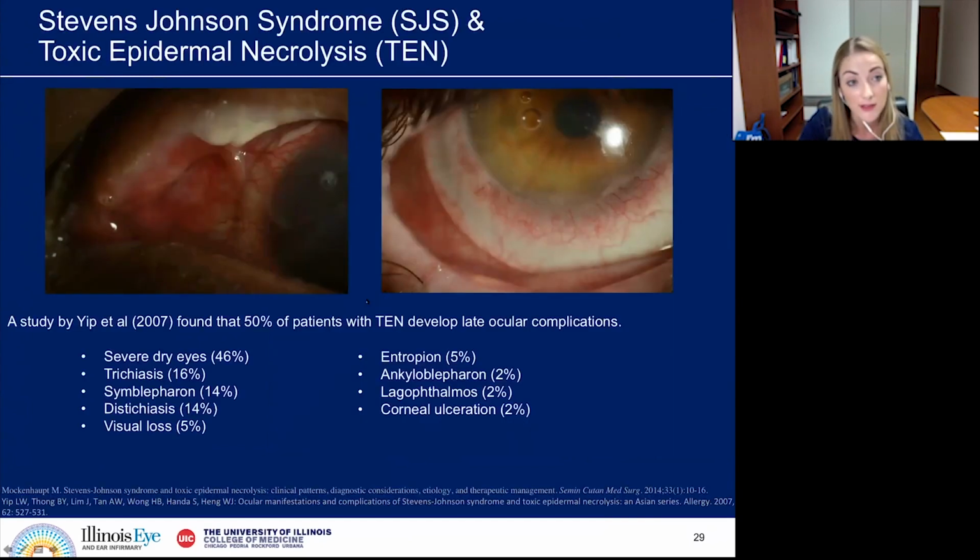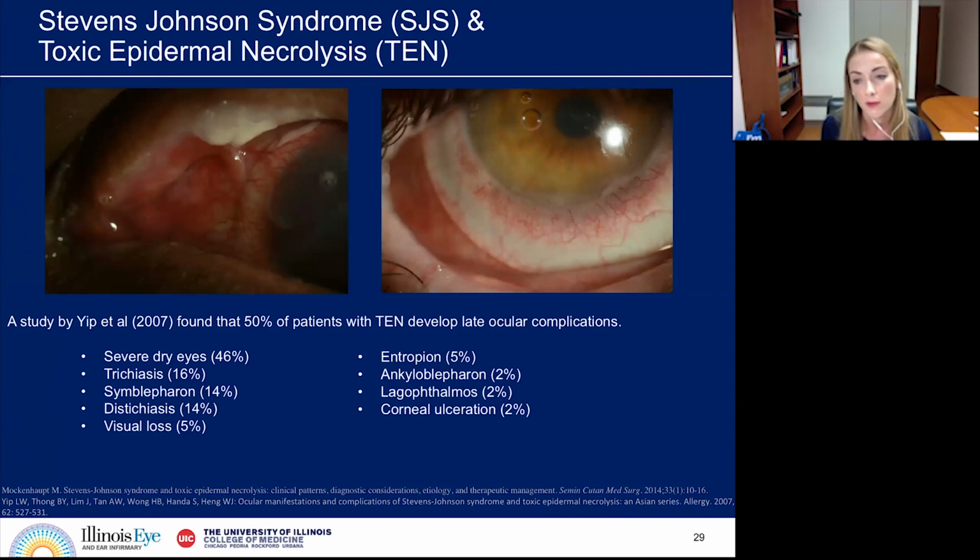On the contrary, these are patients with Stevens-Johnson syndrome and toxic epidermal necrolysis. SJS and TEN are inflammatory reactions secondary to drug reactions and infections. They affect the skin and mucous membranes and can cause blisters, erosions, and unfortunately a high mortality rate in these patients. A study by Yip found that 50% of patients with TEN develop late ocular complications. These include severe dry eye, trichiasis, symblepharon formation, distichiasis, and visual loss, to name a few.